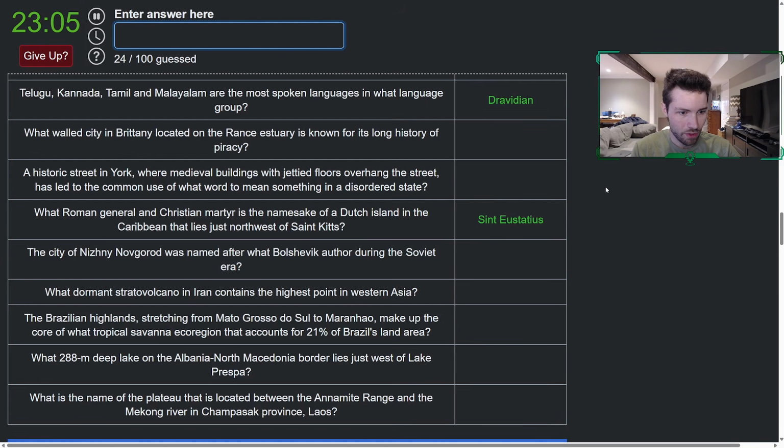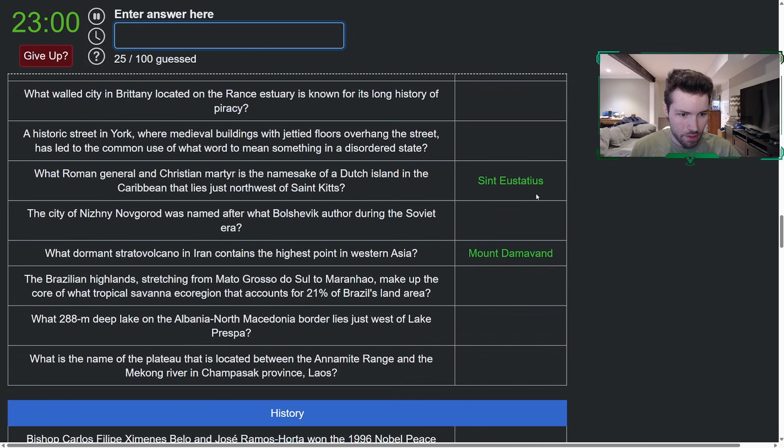What dormant stratovolcano in Iran contains the highest point in Western Asia? That's Mount Damavand. The Brazilian highlands, stretching from Mato Grosso do Sul to Maranhão, make up the core of what tropical savanna ecoregion that accounts for 21% of Brazil's land area? The highlands. Great Escarpment? Caatinga? Oh boy. I'm not sure I know this.